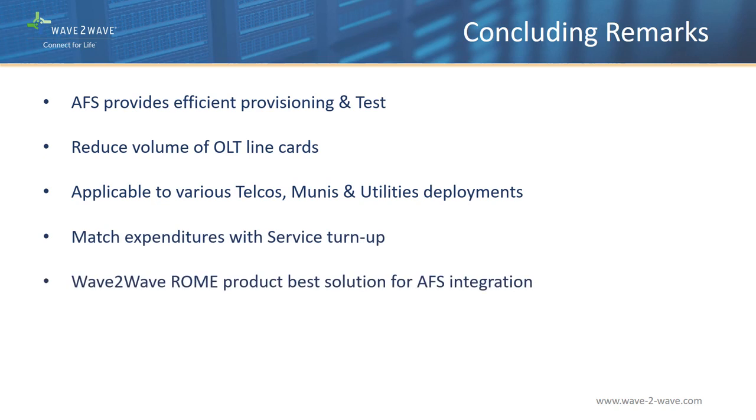We have demonstrated that automated fiber switching enables a more efficient services provisioning and test approach. It reduces the amount of OLT line cards needed while closely matching capital expenditures to service turnup. The result is significant CapEx savings. Automated fiber switching products also significantly offset capital expenses of OLT line cards while simultaneously reducing operating expenses. This can deliver a return on investment in less than 2 years and improve the FTTX business case.